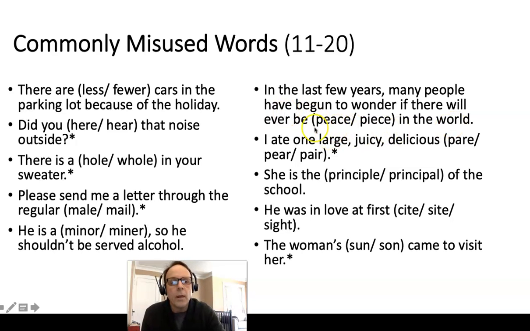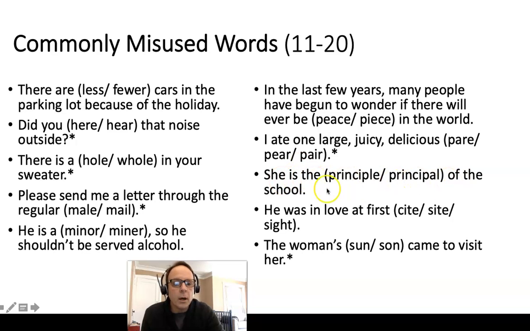All right. In the last few years, many people have begun to wonder if there will ever be peace in the world. First one. The second one, of course, is like a piece of candy or something like that. First is the best choice. I ate a large, juicy, delicious pear. Paring down means separating, cutting something. Pear is the fruit. And then last is like a pair of socks, right? So we want to choose this middle option, P-E-A-R.